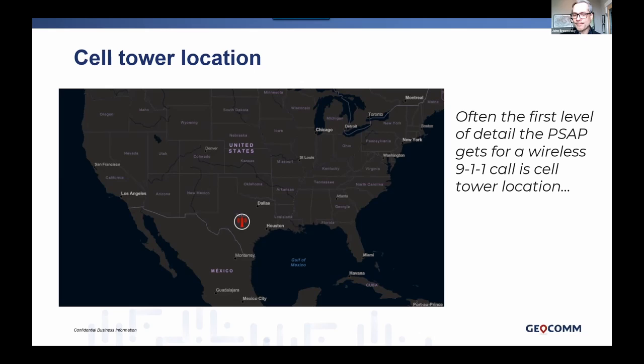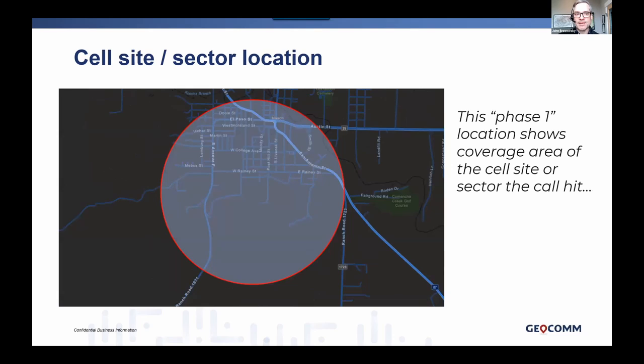So at the time, and even to a certain degree today, often the first level of detail that a 911 dispatch center gets with a wireless 911 call is information about the cell tower, the cell site that the radio signal from your mobile phone hit when you called 911. Oftentimes the cell site information is the street address of the cell tower. And then sometimes it also includes some cell sector information.